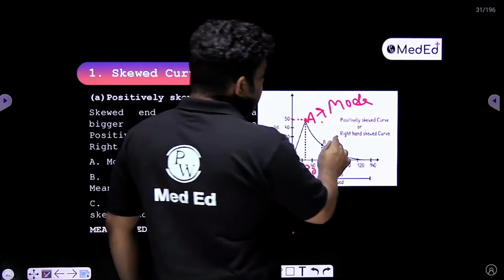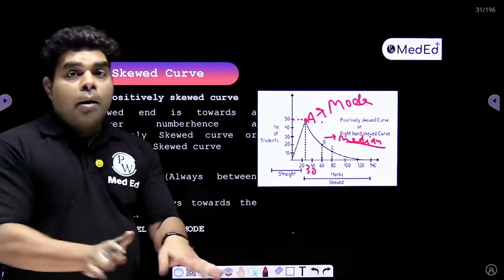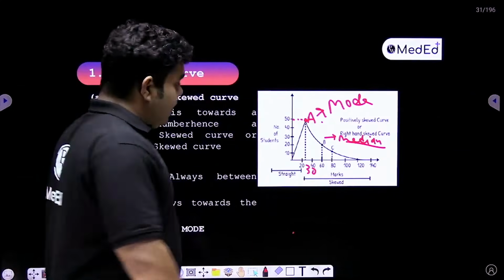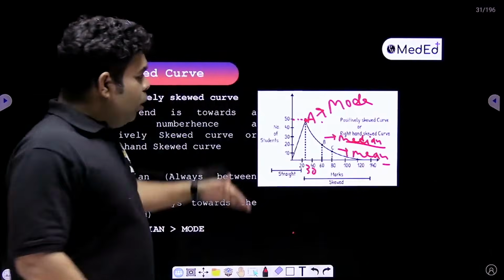What is this point B? B is median. क्योंकि याद रखना, median बीच का है. Median is always in between mode and mean. And in the skewed part, you have the mean. Okay. So this is a positive skewed curve.